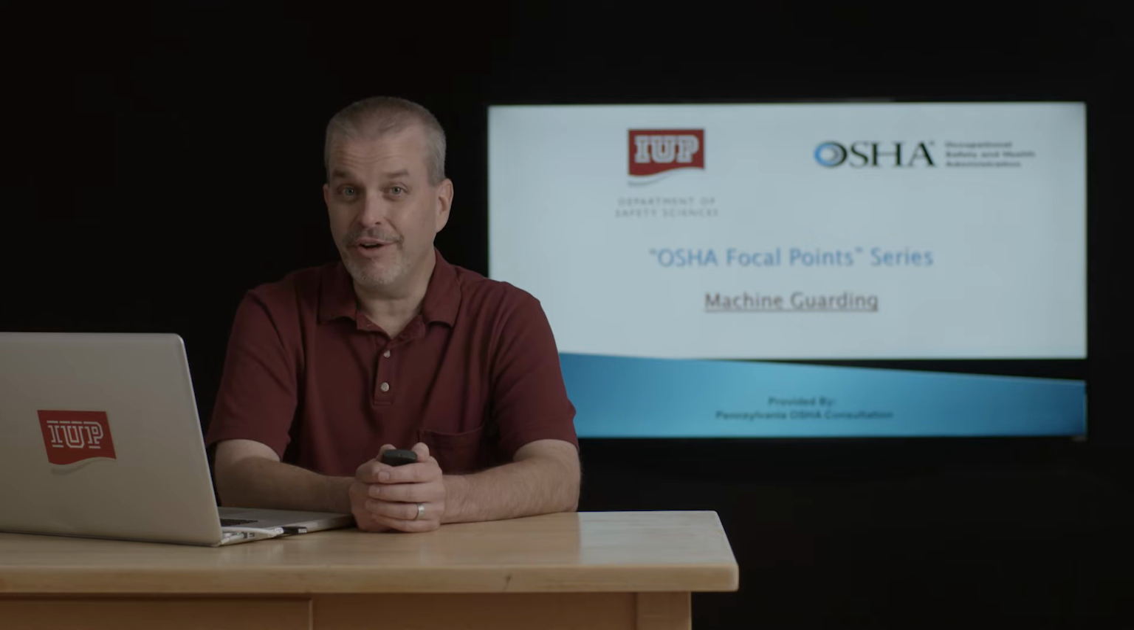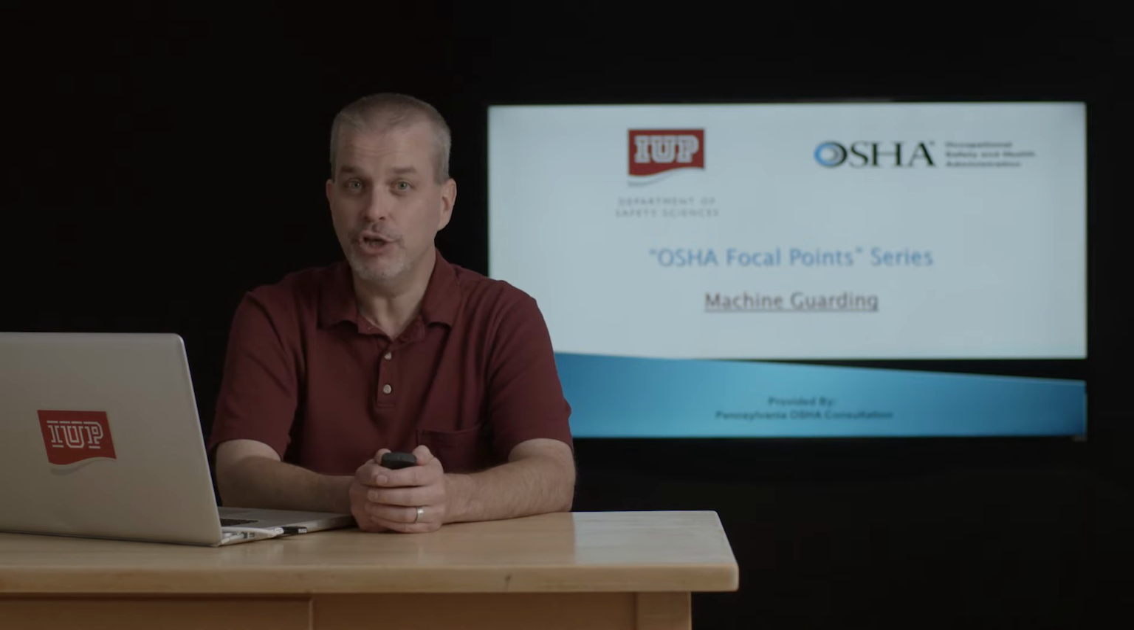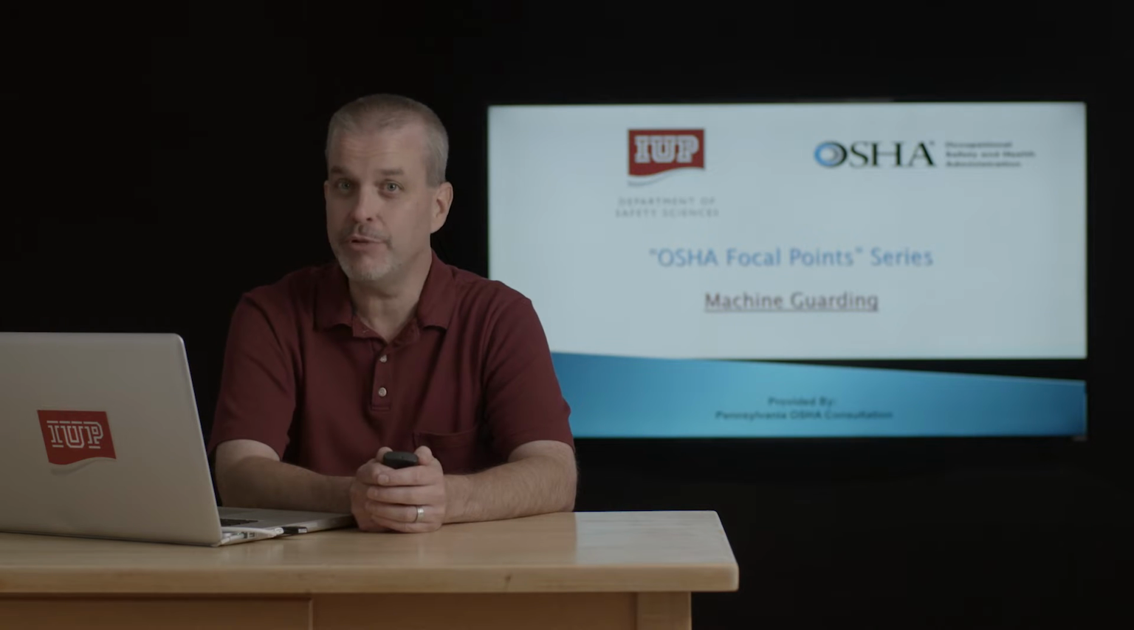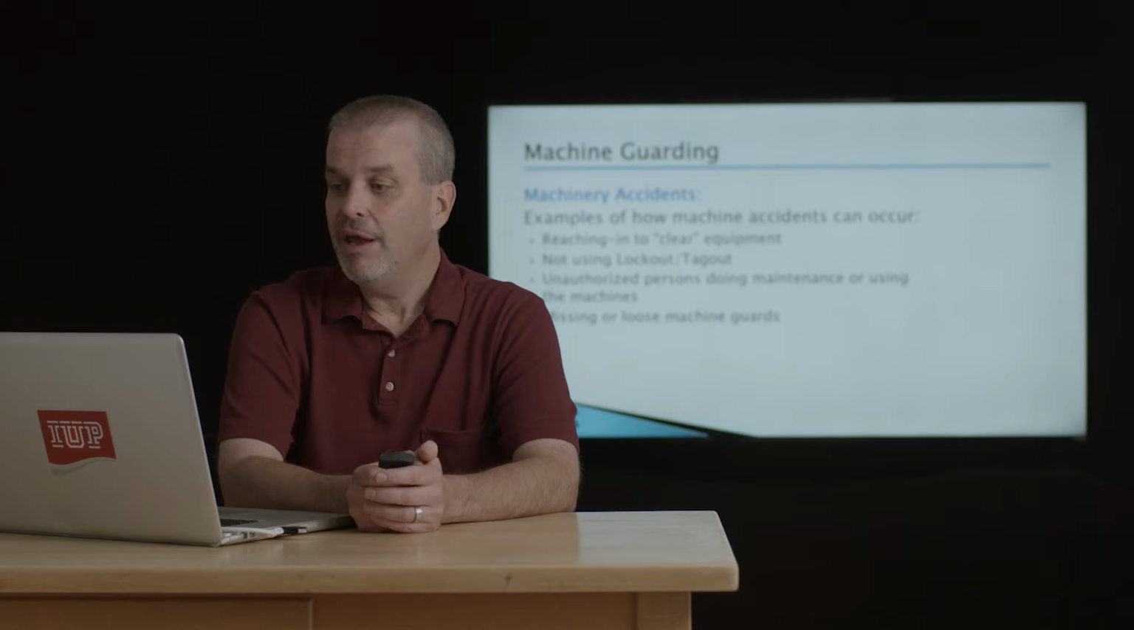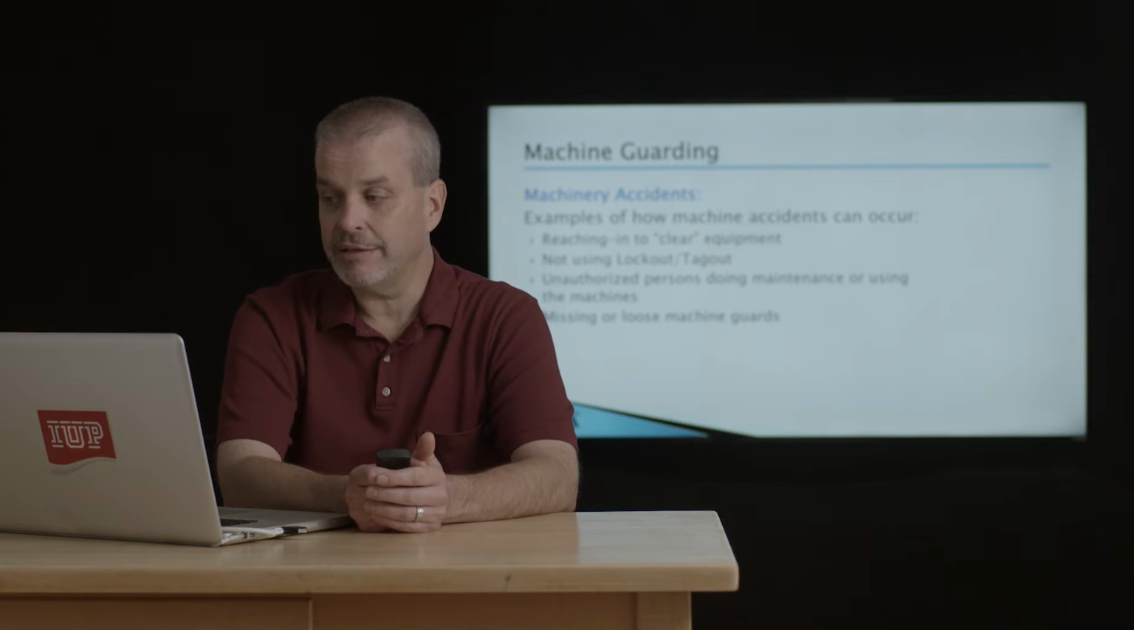Today's topic is machine guarding. The purpose of today's topic is to provide you with the essential, need-to-know information about the hazards associated with machine guards. During this short presentation, we will briefly discuss the following topics: identifying the main causes of machinery injuries, recognizing basic machine parts that expose workers to hazards, recognizing workplace situations involving machinery that require guarding, and identifying the requirements for safeguards.